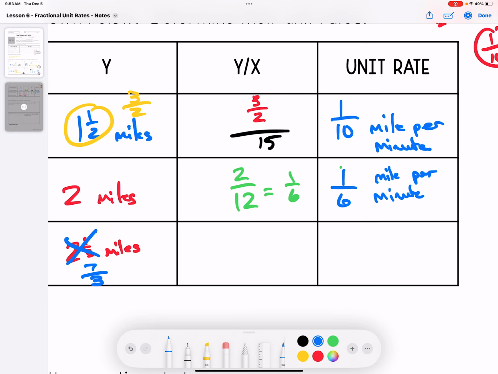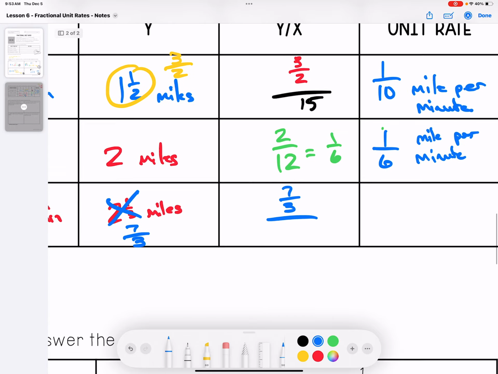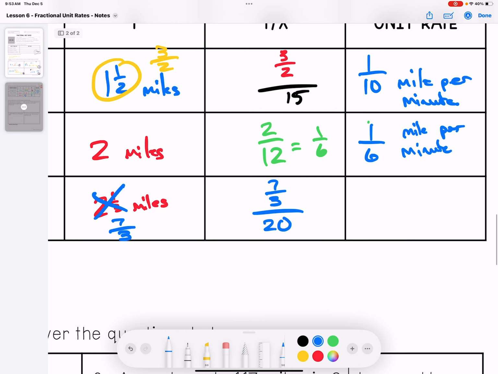All right, the last one, 7/3 over 20 minutes. Enter 7/3, divide by 20, because that over means to divide. 7/3 divided by 20. Enter that in your calculator, and your calculator may spit a decimal out to you, or it may give you the fraction. The fraction is 7/60 of a mile per minute.